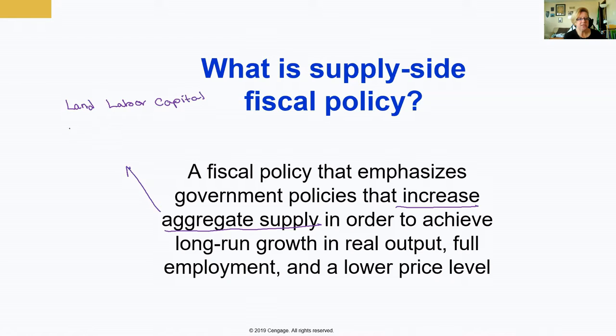So what we want to see is an increase in natural resources, or land, an increase in labor, or an increase in capital that is used. Now, each of these things, I also want to add technology to this. These will shift the long run aggregate supply curve. Remember the long run aggregate supply curve.